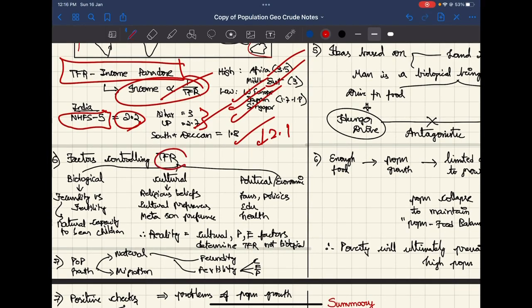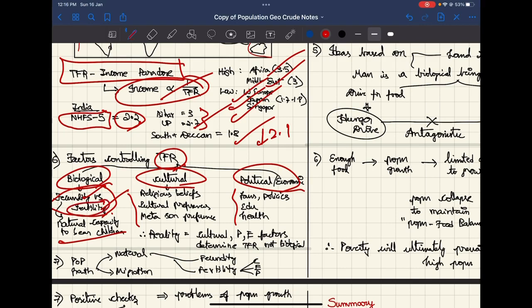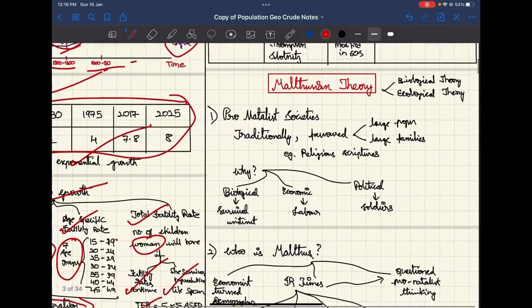Factors controlling TFR are biological, cultural, and political-economical. You can look at them here. We need to differentiate between fecundity and fertility. Fecundity is the natural capacity to bear children. Fertility is the actual number of children born by the woman. So in reality, fecundity won't act. Fertility, due to cultural, economic, and political factors, will decide the population size.